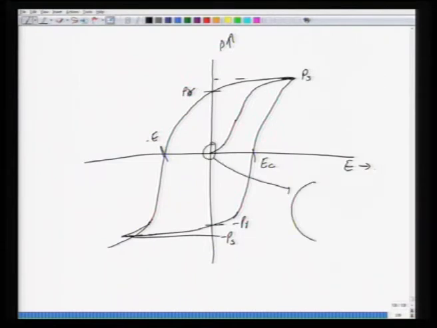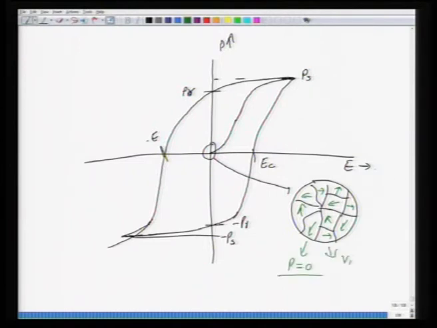So, here in this state the domain structure of a material would be: you have this grain size and these are domains, and in the grain you will have a random distribution of domains. So, this gives rise to P equal to 0. This is the virgin state, which means the as-made material.